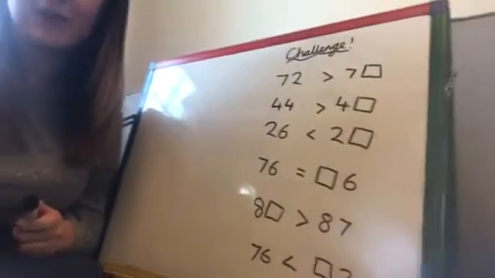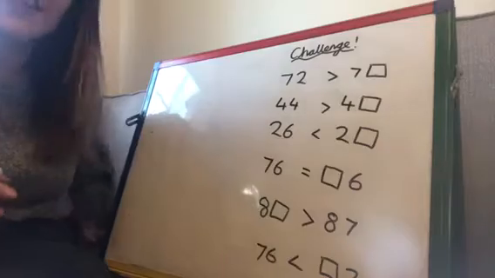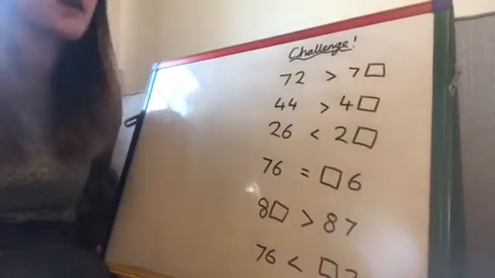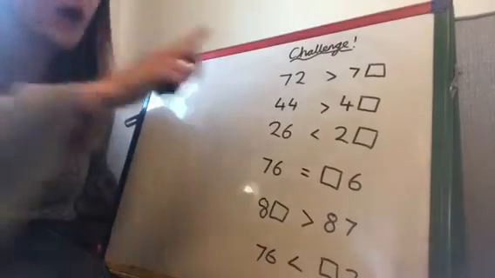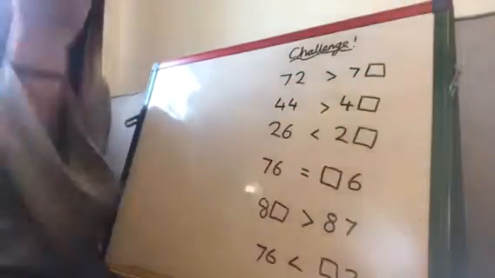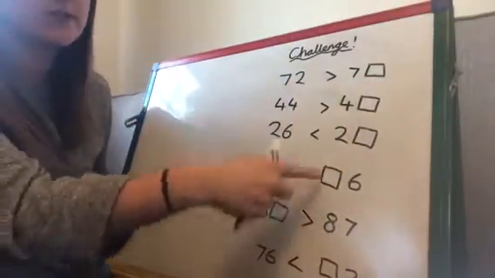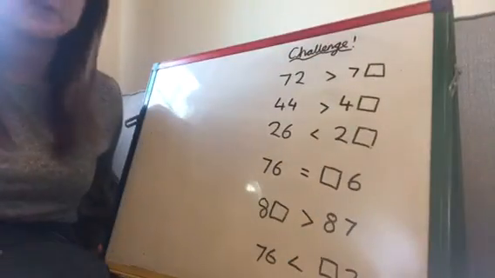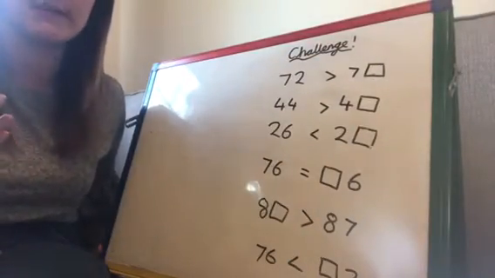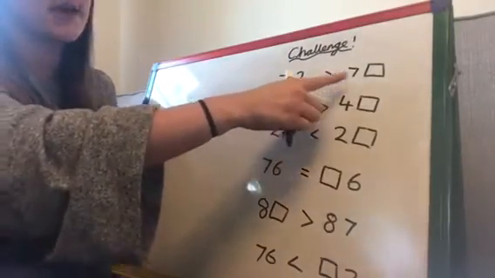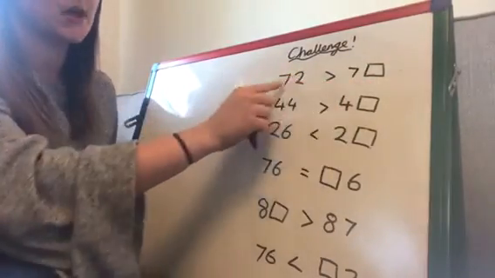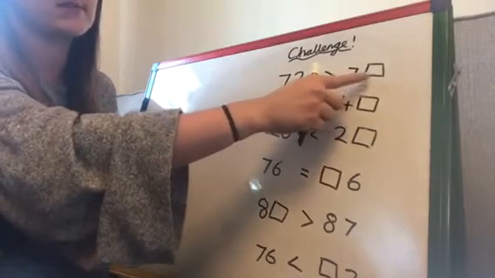Okay, now I'm sure a lot of you found that quite easy, so there is an extra challenge. You don't have to do this, but if you'd like to challenge yourself further, then please do. So here I've got some missing number problems, and you'll see each time there is a different digit missing. So what you have to do when you have these ones, you have to read the whole sentence out loud. So I've got here, 72 is greater than 70.